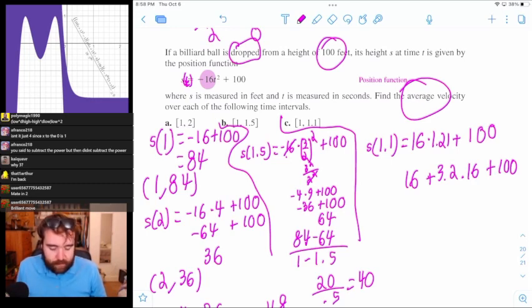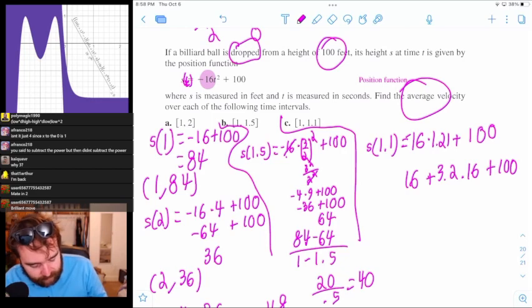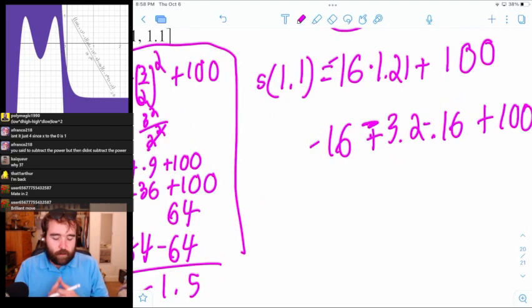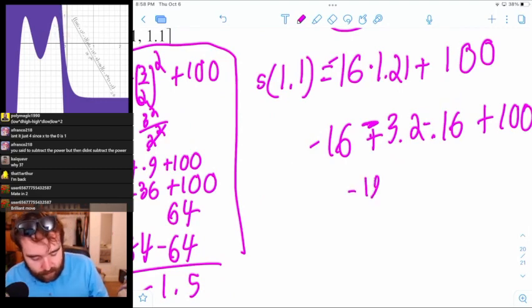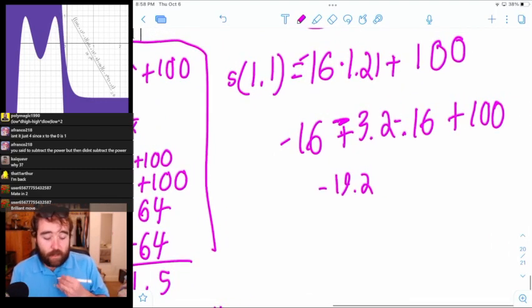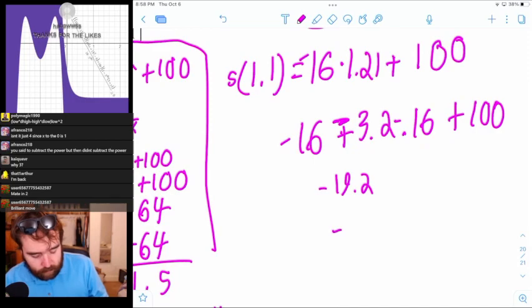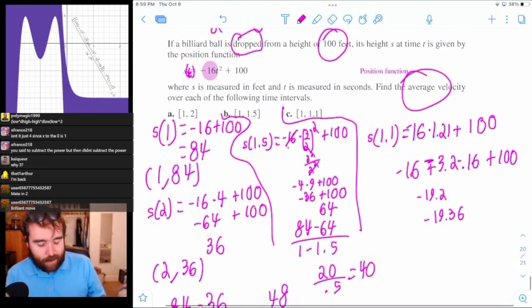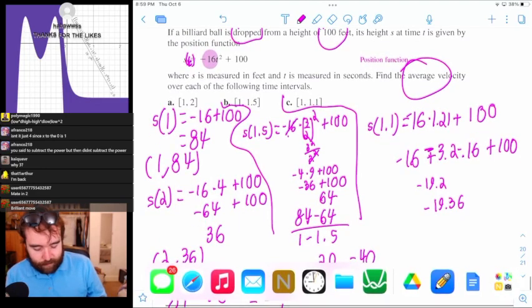Did we drop the negatives? We dropped the negatives. All of that was negative. So what is that then? Negative 16 minus 3.2 is negative 19.2 minus 0.16. So we end up with negative 19.36. You know what? I feel like we should make sure that that's correct.